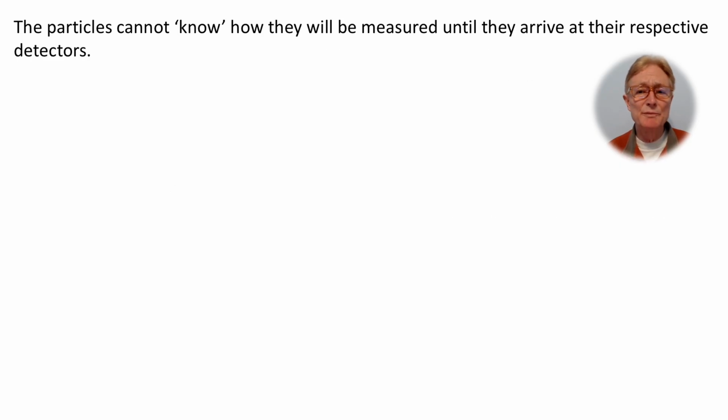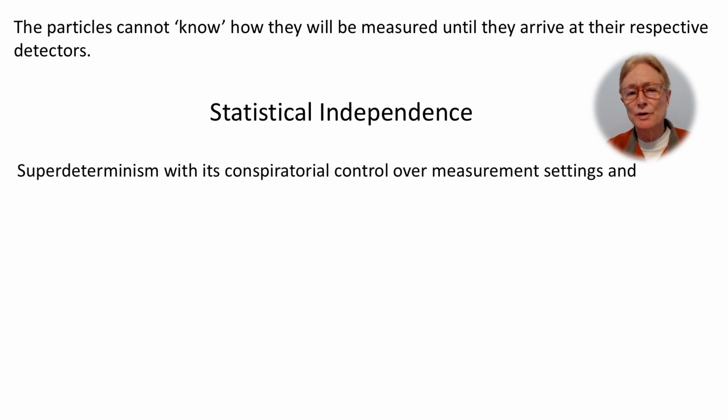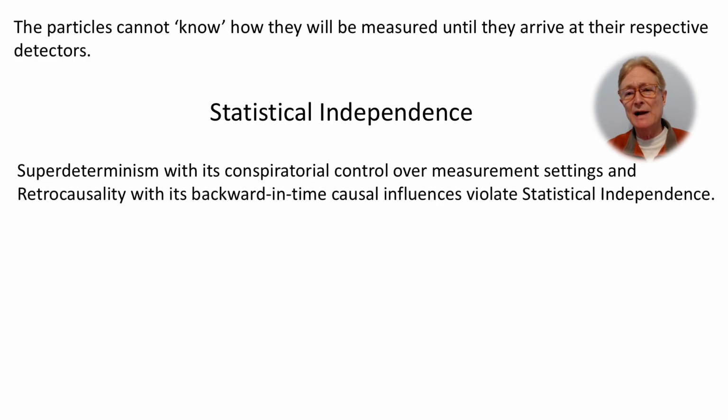Mermin assumes the particles cannot know how they will be measured until they arrive at their respective detectors. This is called statistical independence. Superdeterminism, with its conspiratorial control over measurement settings, and retrocausality, with its backward in time causal influences, violate statistical independence.